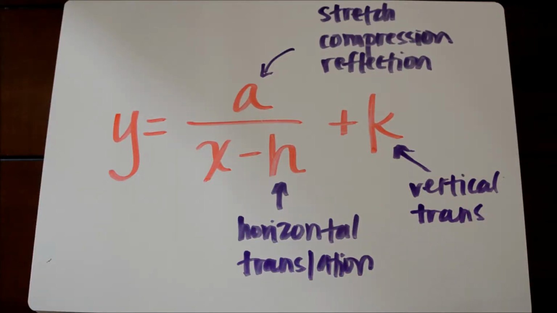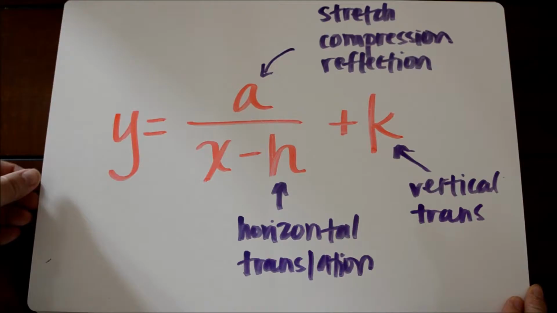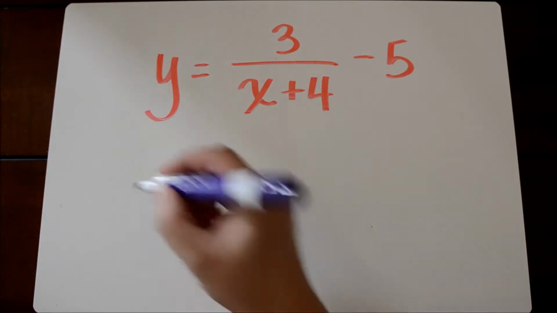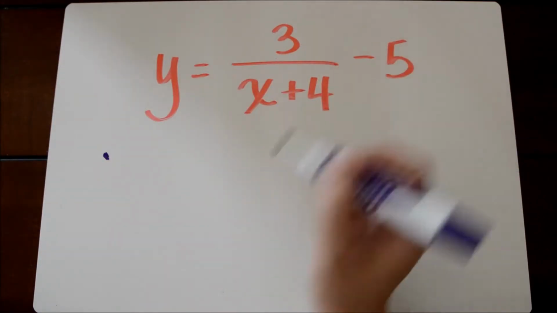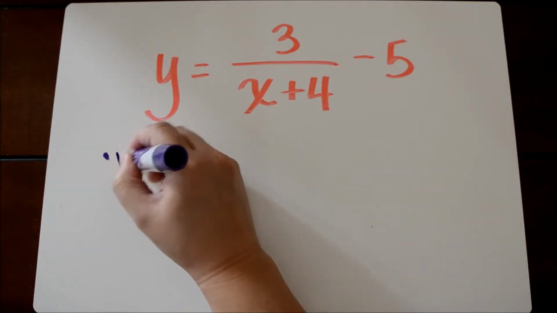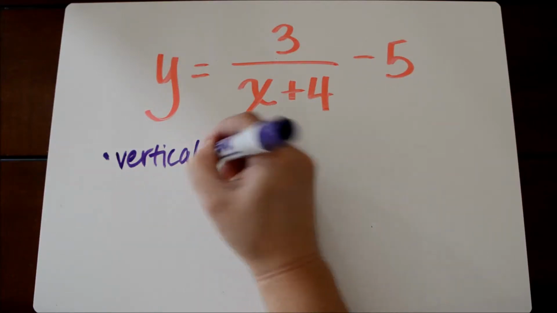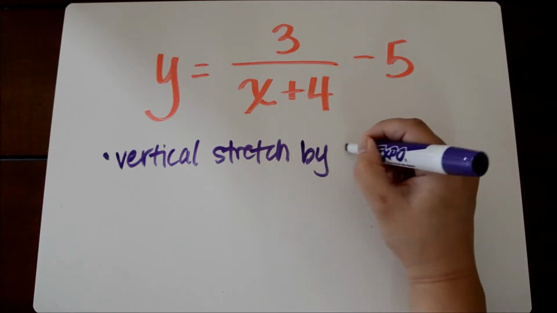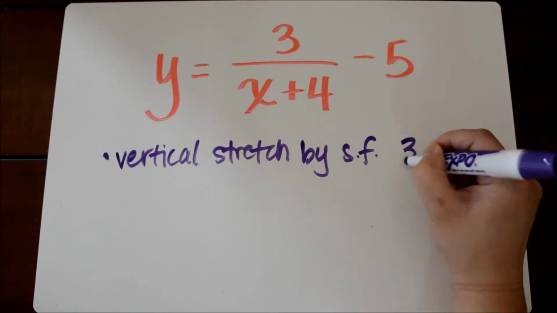Let's take a look at our first example. So here we have y equals 3 divided by x plus 4 minus 5. Since 3 is our a value, that tells us that our graph is vertically stretched by a scale factor of 3. And I'm just going to go ahead and abbreviate scale factor.